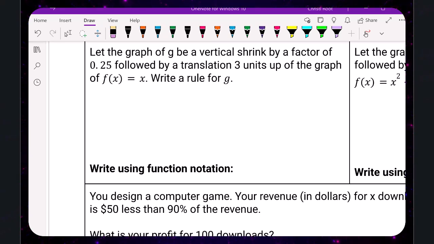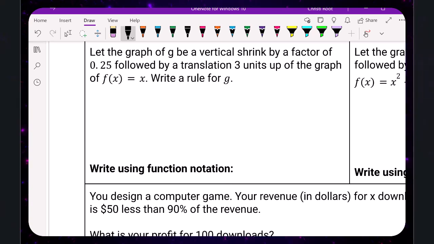All right, so this next row is a little bit more challenging because we have 2 transformations instead of just 1. I'm going to approach it the same way. I'm going to write down exactly what I started with, and then I'm going to apply each transformation in order. So this one says let the graph of g be a vertical shrink by a factor of 0.25, and then we're going to follow that by a translation of 3 units up.